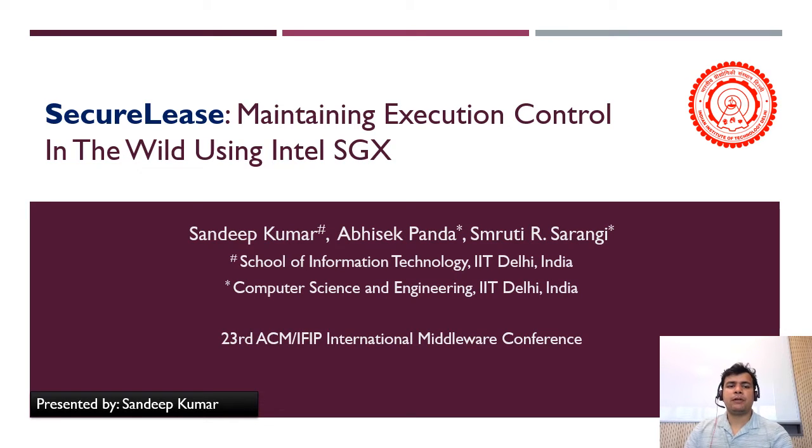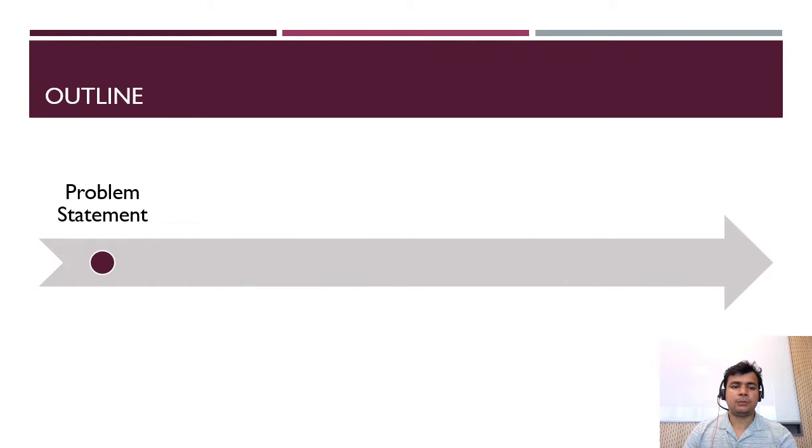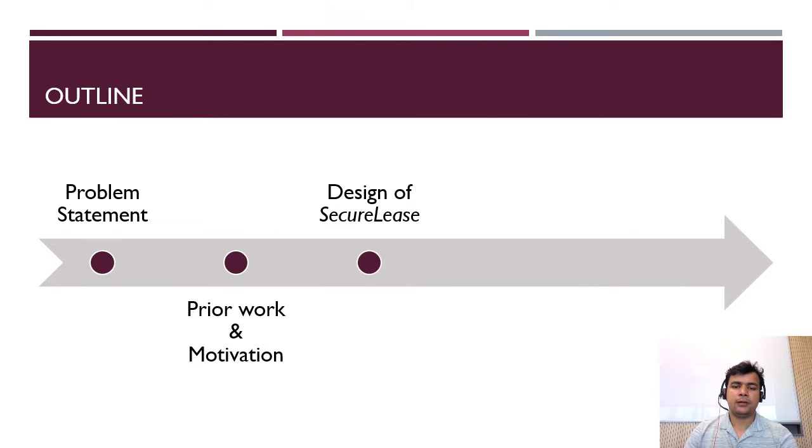Today I'll be presenting our work SecureLease, that is about maintaining execution control on the application that is running on remote machines. Here is an outline of the talk. I'll start with the problem statement, followed by the prior work and the motivation behind the work. Then I will discuss the design of SecureLease. This will be followed by some results and finally the conclusion.